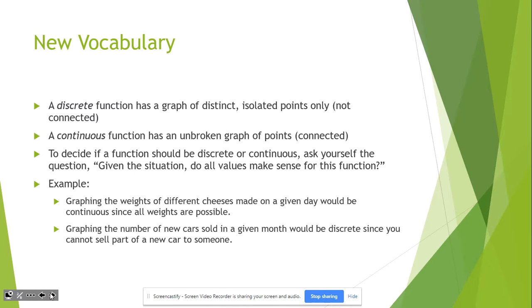Here's an example of what I'm talking about. If you're graphing the weights of different cheeses made on any given day, that would be continuous since all weights are possible. In fact, decimal weights are quite frequent when we're talking about the weighing of food. However, graphing the number of new cars sold in a given month would be discrete. You can't sell half of a new car to somebody. And if you're in that situation where you're buying half of a new car, someone is ripping you off.